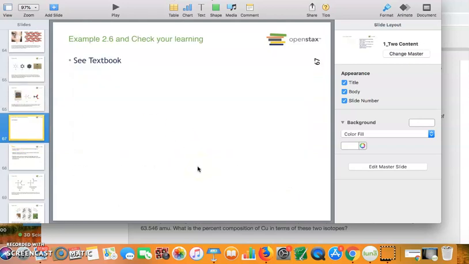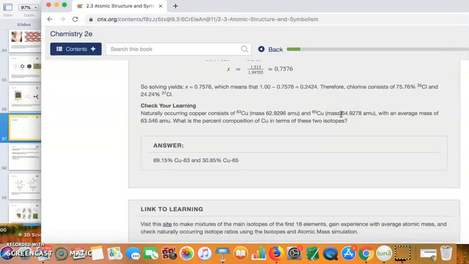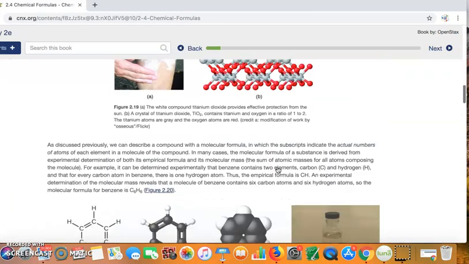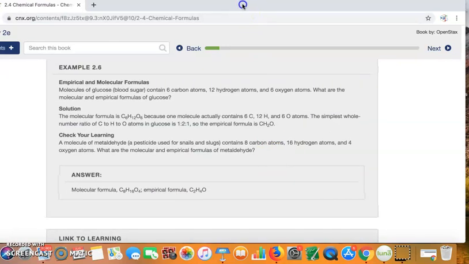All right, so let's go over this problem here. Example 2.6 and the Check Your Learning example. We're going to do both of those from your textbook. Let me bring up your textbook here. We're going to go to the next section. Here we see an example of empirical versus molecular formulas. It says molecules of glucose contain 6 atoms of carbon, 12 hydrogen atoms, and 6 oxygen atoms. What are the molecular and empirical formulas for glucose?